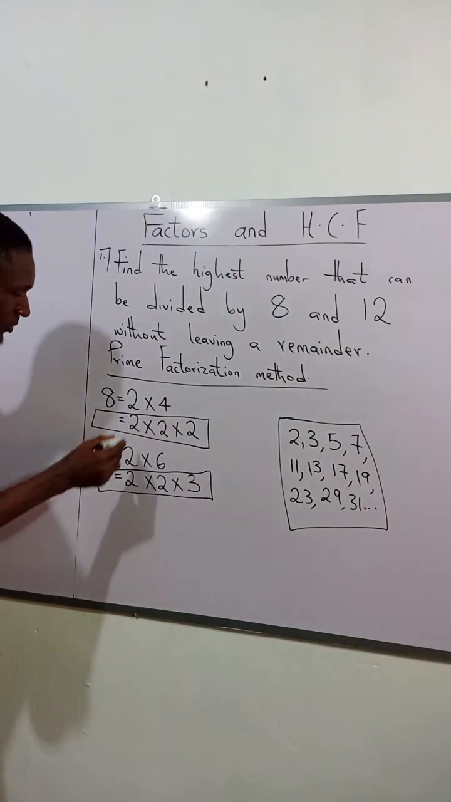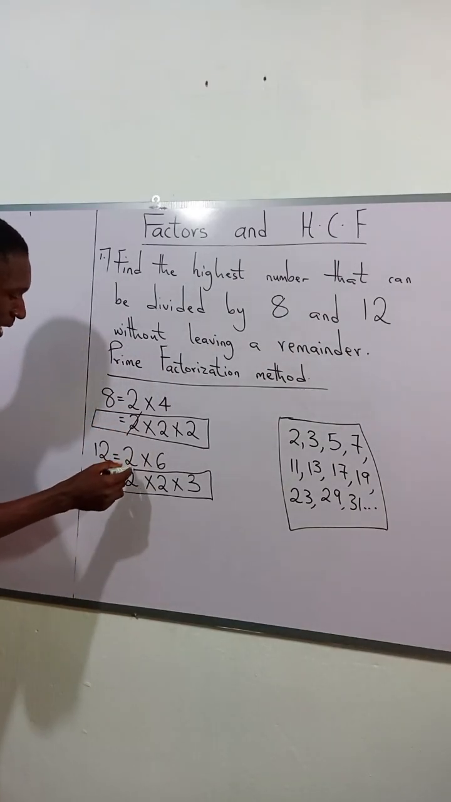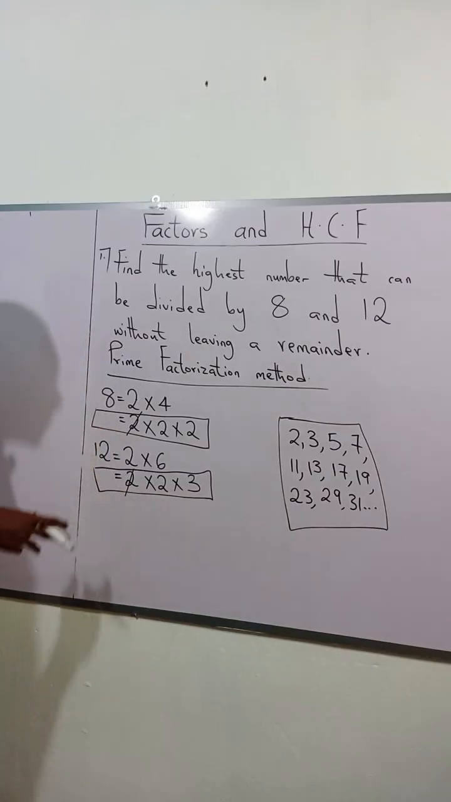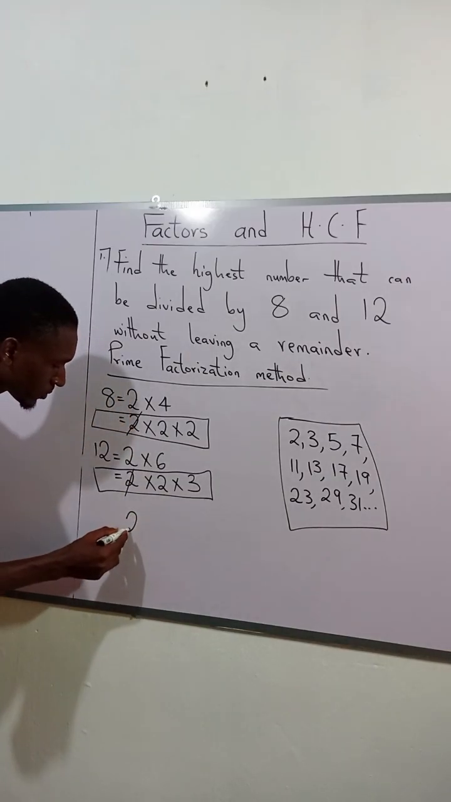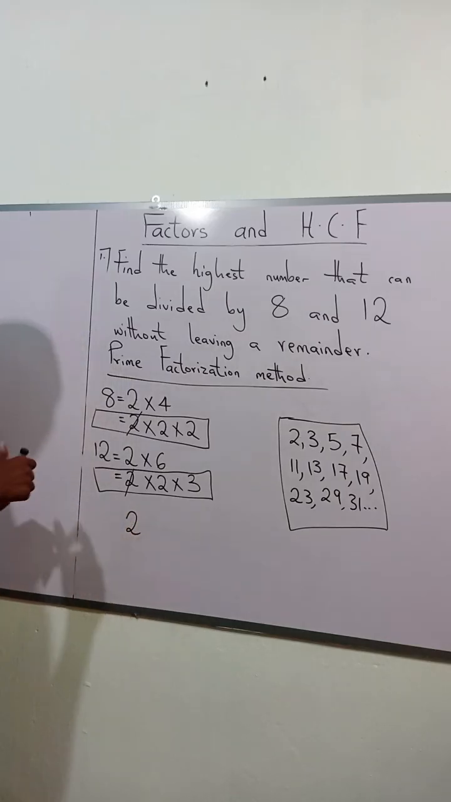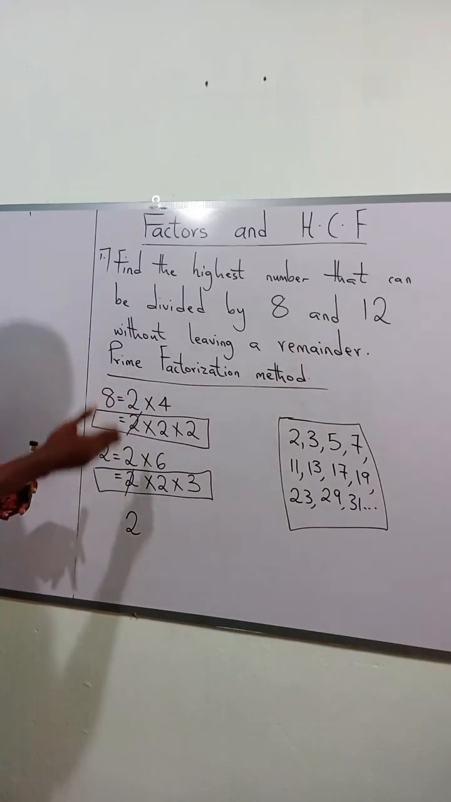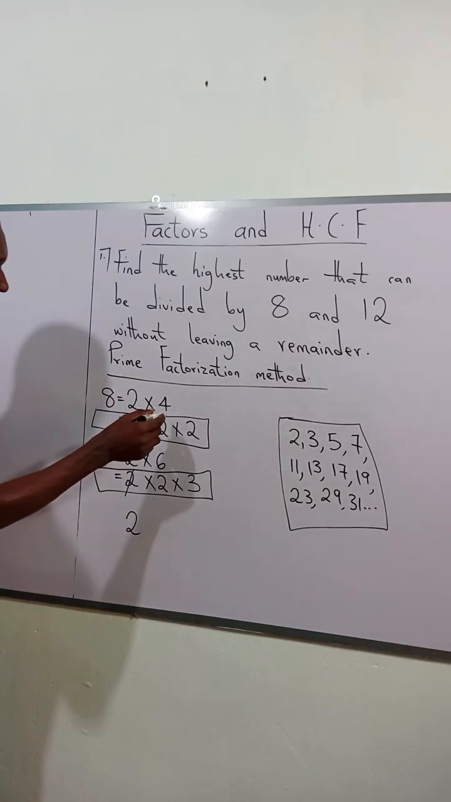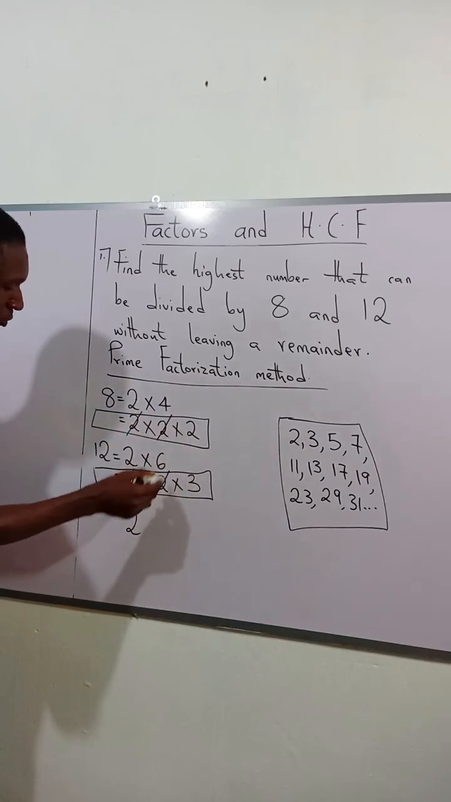So we are going to bring out 2 and 2. They are the same. The numbers you are going to bring out must be the same. So we bring out the 2. Do they still have something that they can share, slash out? Yes, they still have another 2 and 2.